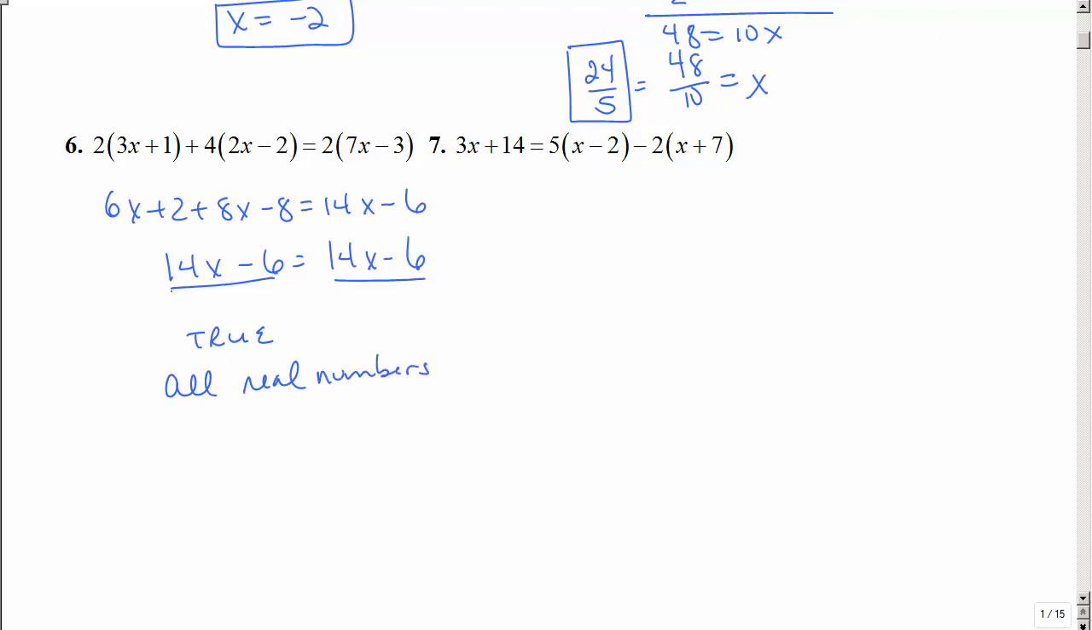Again, you could keep going. You could subtract 14x from both sides. You could add 6. You may end up with 0 equals 0. But that's still a true statement. Don't stop there. The answer is all real numbers. Let's look at number 7.